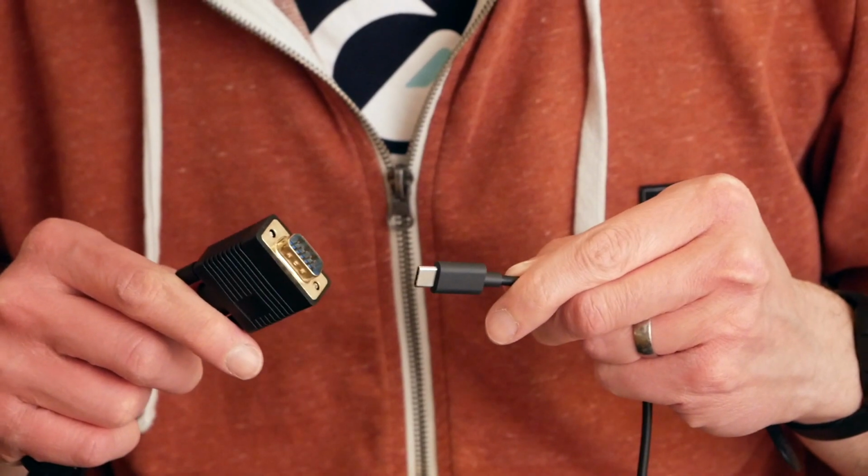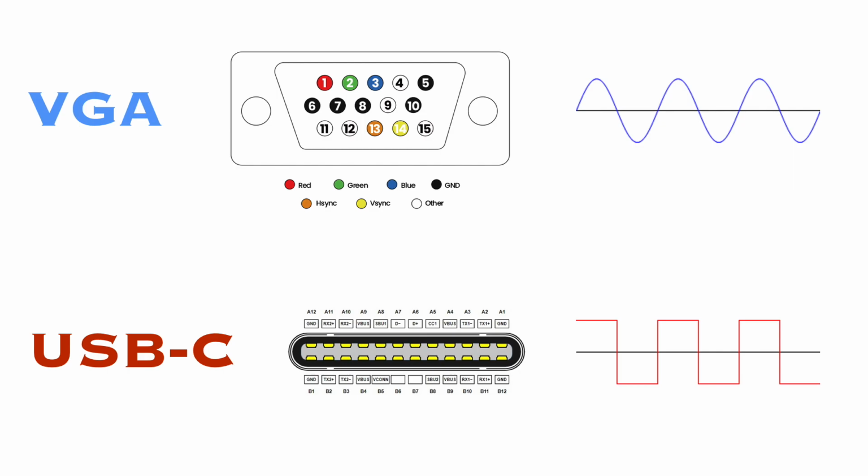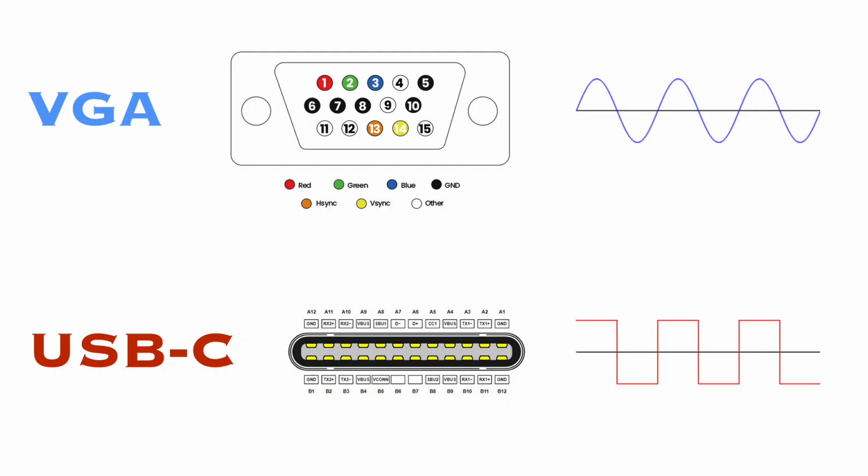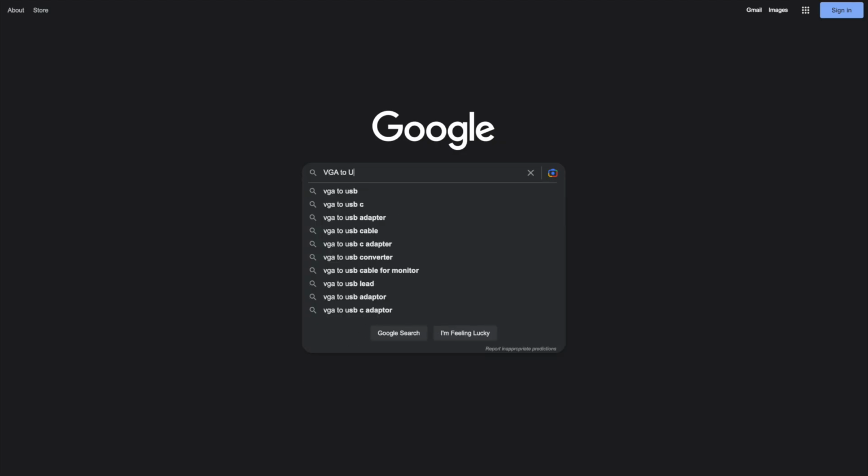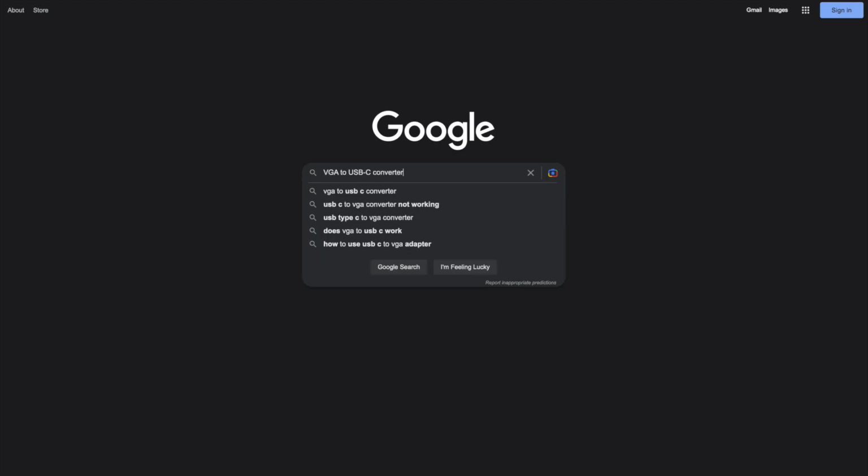Yeah. Now, Jimmy, that won't work. Those are two very different and totally incompatible signals. My name's Matt. VGA is analog, and USB-C is digital. It's going to take more than a cable. What you need is a VGA to USB Type-C converter.